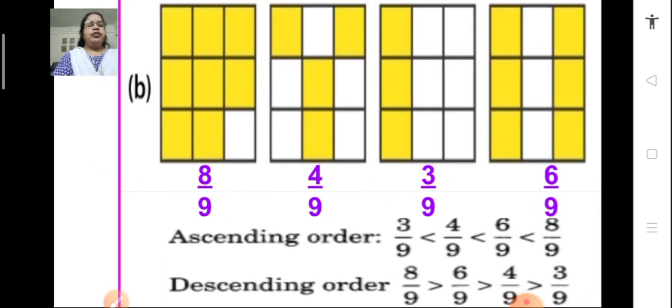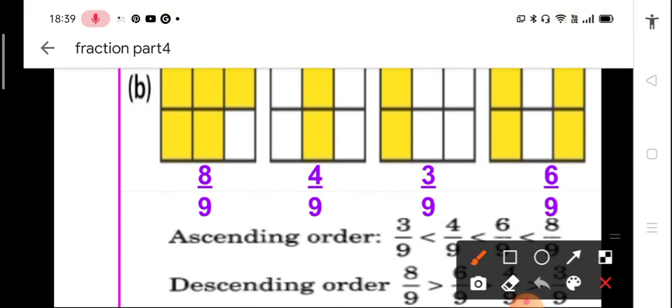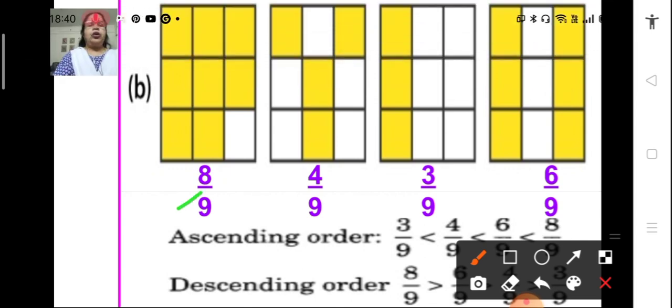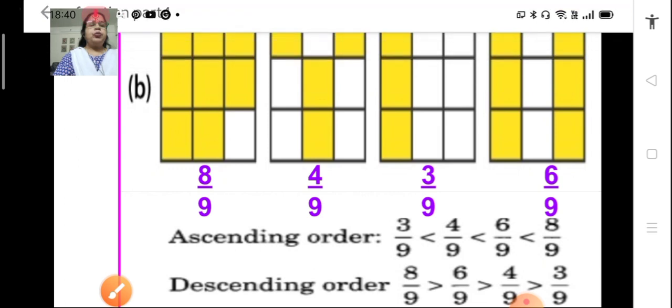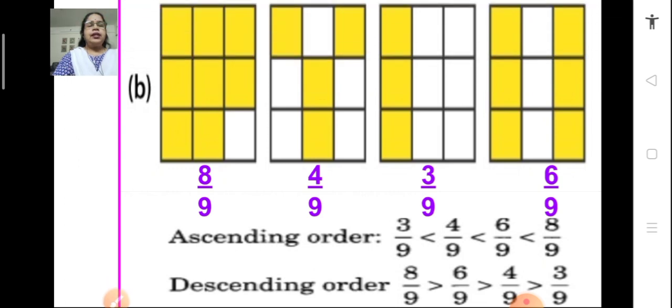B, the first fraction is 8 upon 9. 8 out of 9 are shaded. Then the next ones are 4 upon 9, 3 upon 9 and 6 upon 9. We have fractions which have the same denominators. So we will compare the numerators. So in ascending order, which one will be the smallest one? In ascending order, we arrange the fractions from the smallest to the greatest.